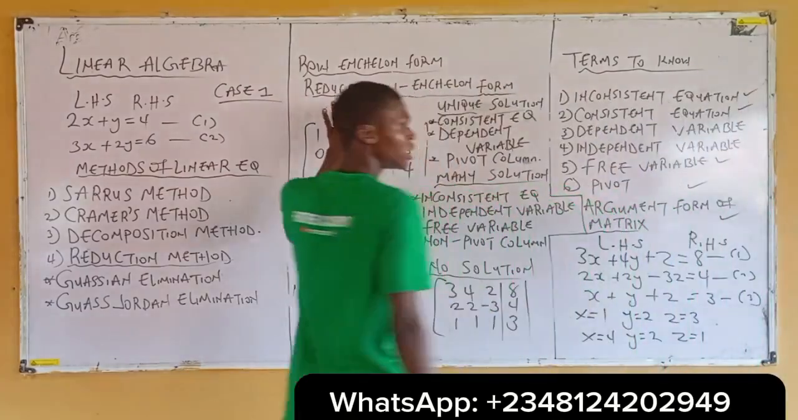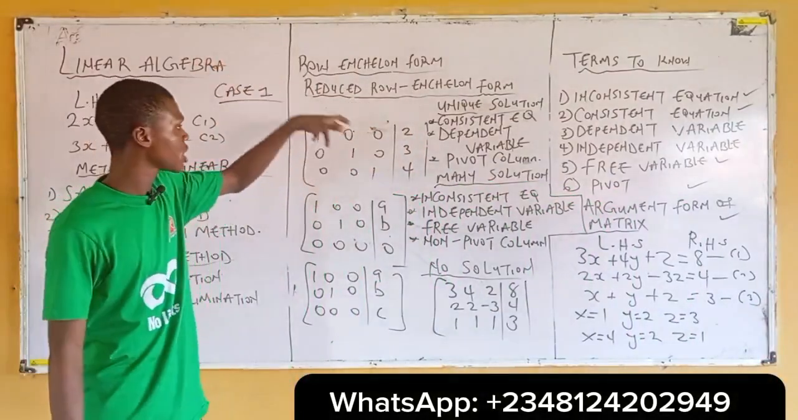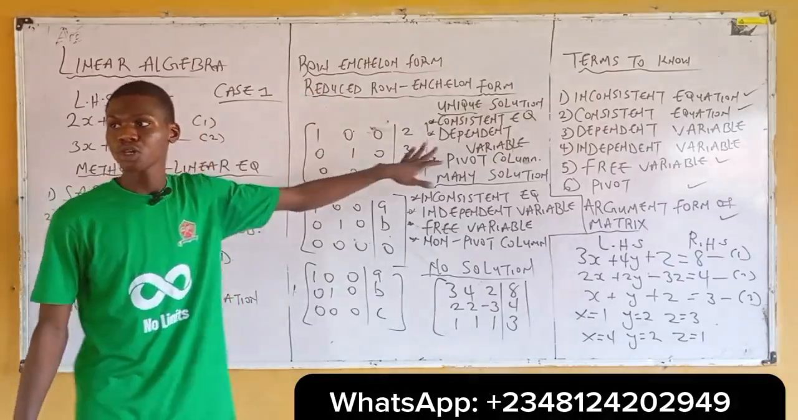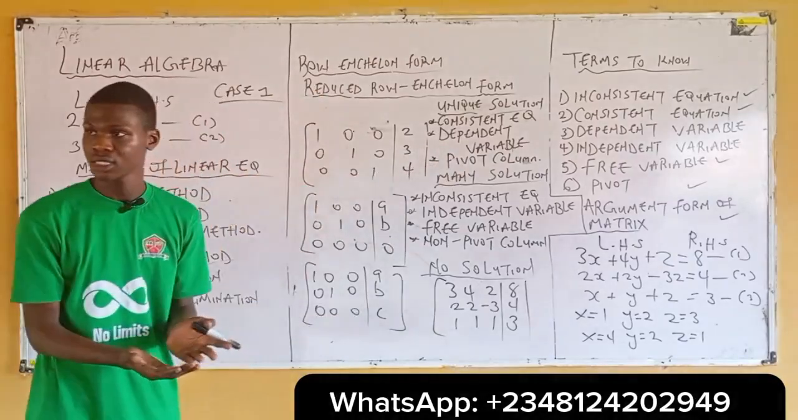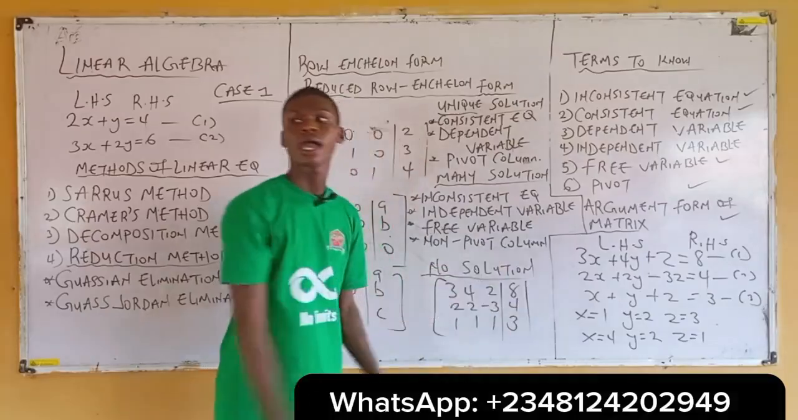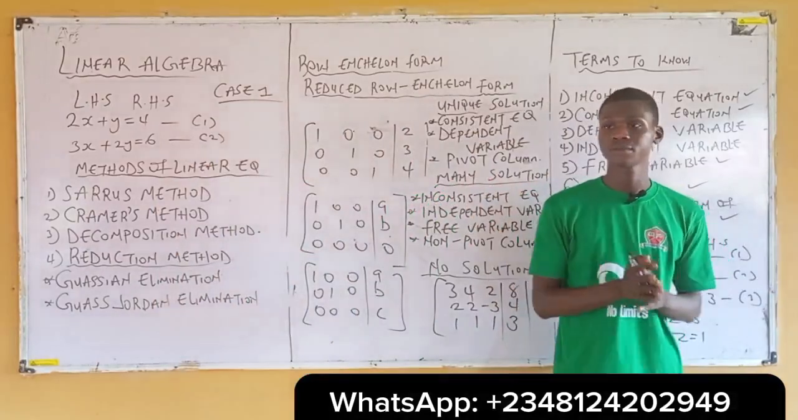Meaning, looking at this, you can say that x equals 2, right? You can also say that y equals 3. You can also say that z equals 4. How do you do that? Looking at your matrix, you can do that easily just by decomposing this matrix. And that is what Gaussian elimination and Gauss-Jordan elimination mean.